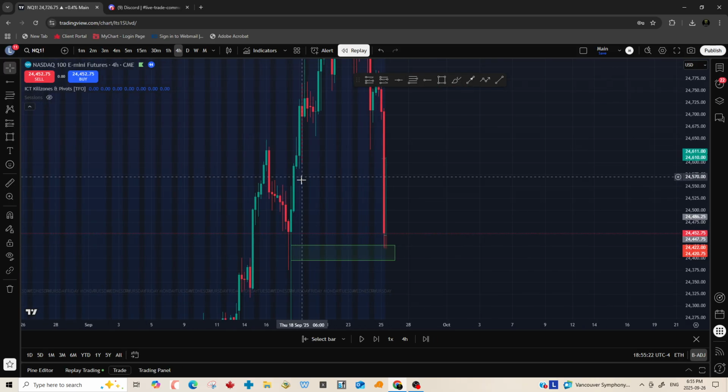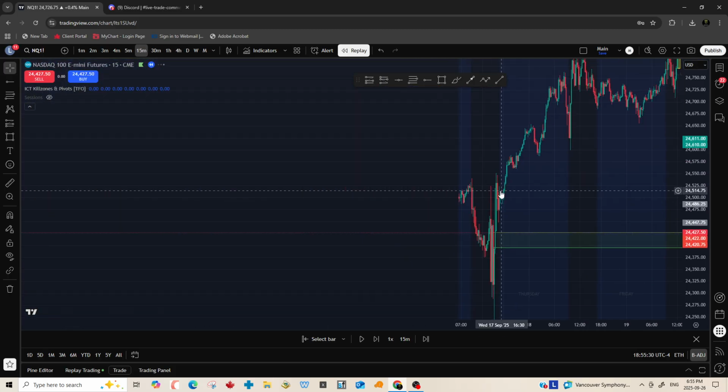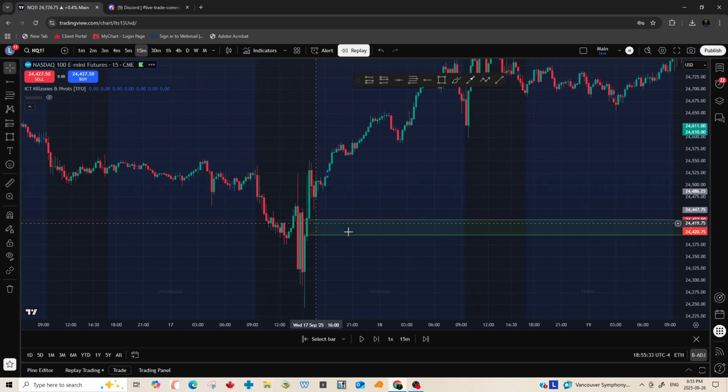We have a 4-hour gap right here. It's just getting disrespected. We have another gap right here. It's just getting disrespected. So I scrolled over all the way to the left, and I seen that we had this 15-minute gap right here. And this is a first presented gap.